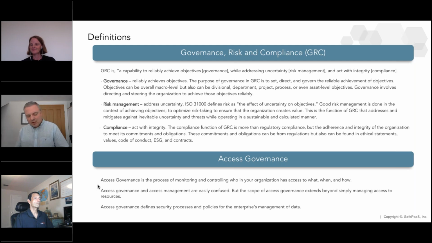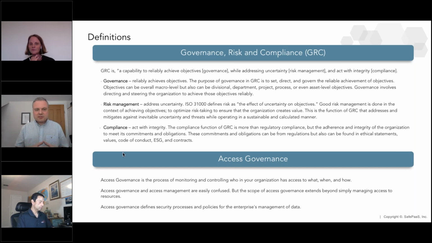Wonderful, thank you very much. So first of all, let's look at the definition. I'm going to cover GRC. Often when people hear GRC alongside access governance, they think segregation of duties or a particular software vendor because they have modules called GRC. It's actually all aspects of an organization.